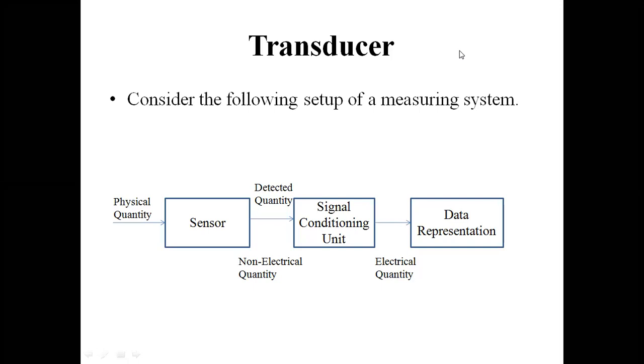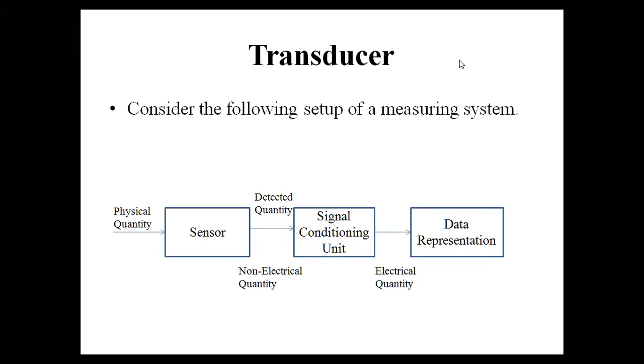Consider the following setup of a measuring system. Here we will have a block which consists of a sensor, signal conditioning unit, and data representation. The physical quantity is the input signal overall, which will be sensed by the sensor. So we will get an output that is a directed quantity, which will be a non-electrical quantity.